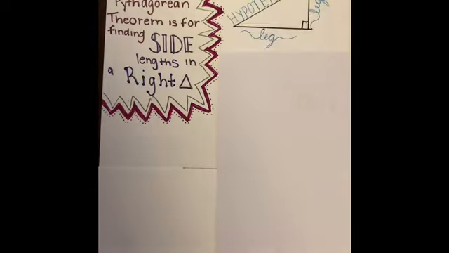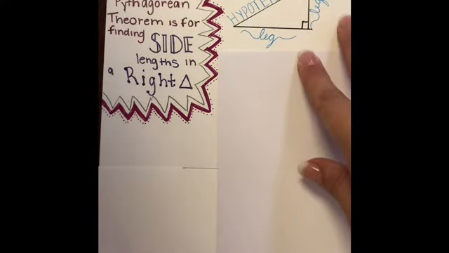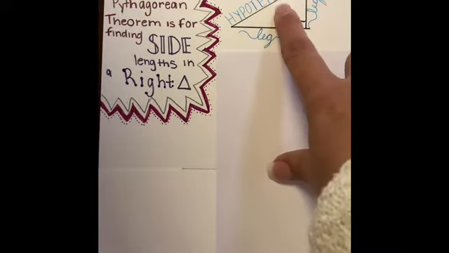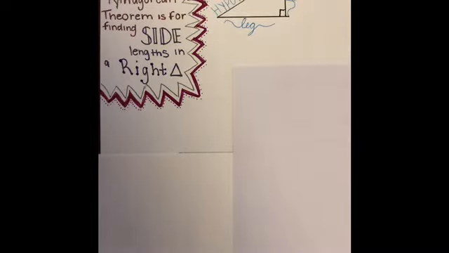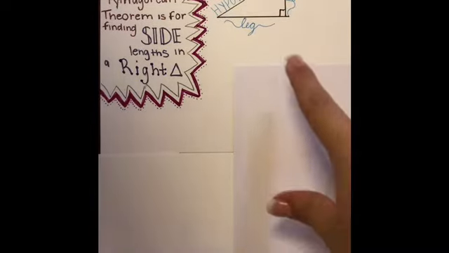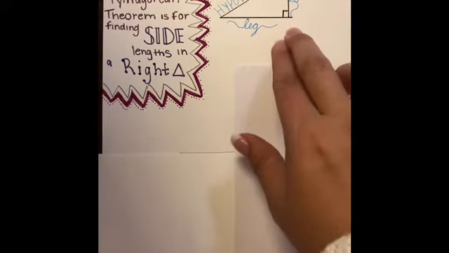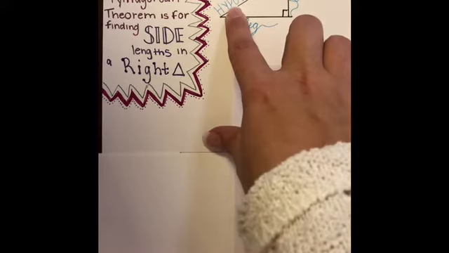In this diagram, we can see that the two shorter sides of the triangle are called the legs, and the side opposite of the right angle is called the hypotenuse. If you have a right triangle and you square the lengths of the two sides that make up the right angle and add them together, you get the same number you would get by squaring the other side, or the hypotenuse.